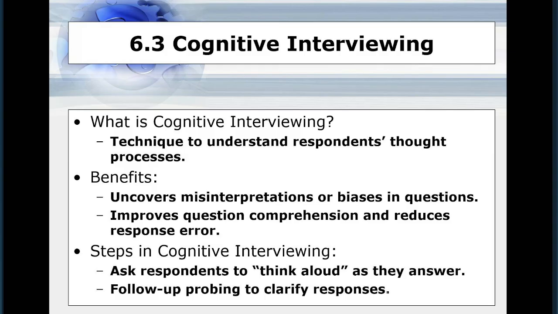Cognitive interviewing helps refine question wording, reducing the risk of misinterpretation and enhancing overall data quality. This method is especially beneficial for complex topics like consumer behavior, where nuanced understanding is essential.